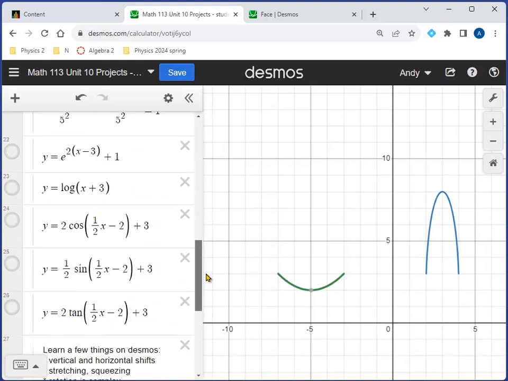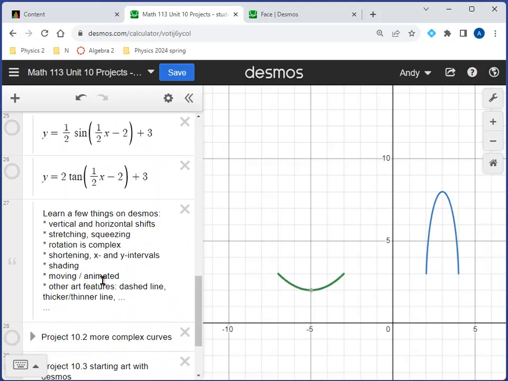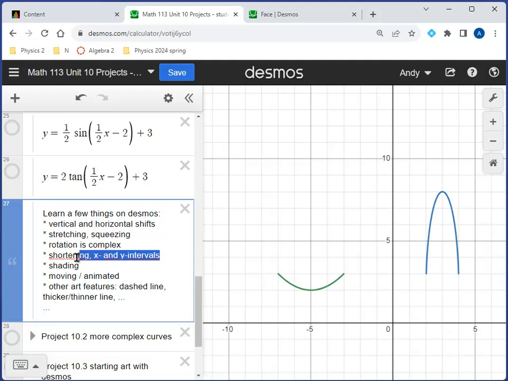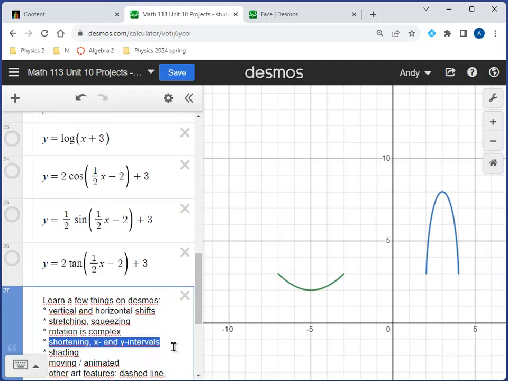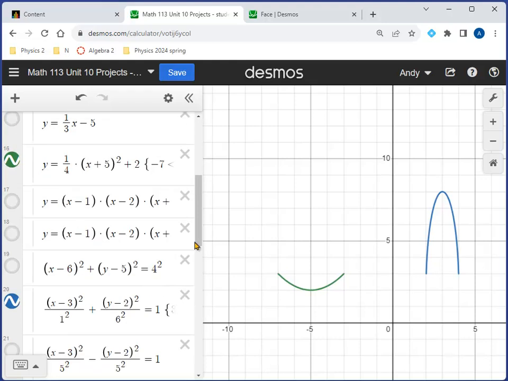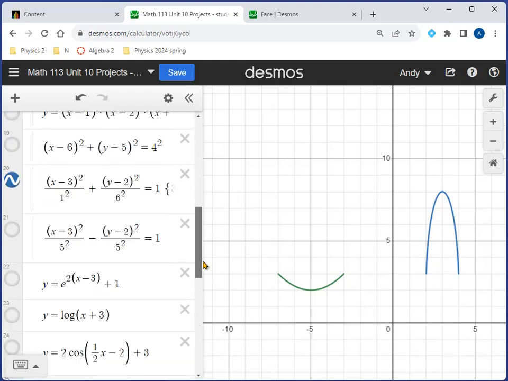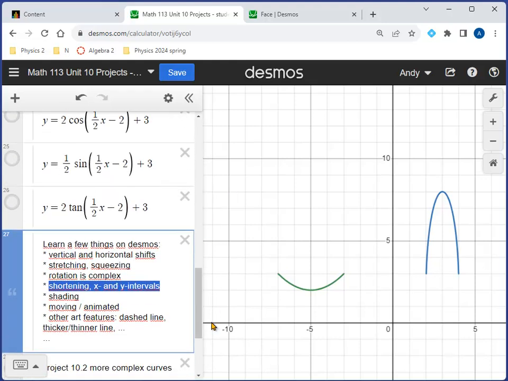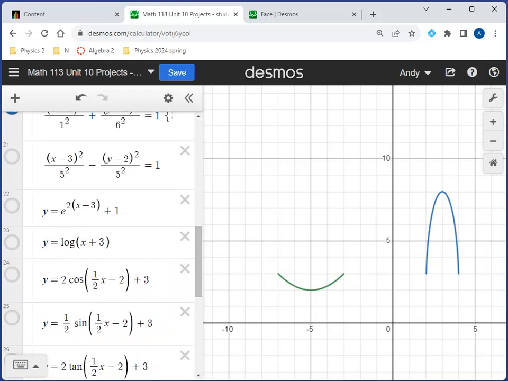All right, let's see. So this one here, these x, y intervals, where I shorten this, they come in very handy for many of these. And when I apply this one here, show my other curves, I think I apply a number of them. The shading. Let's look at the shading.